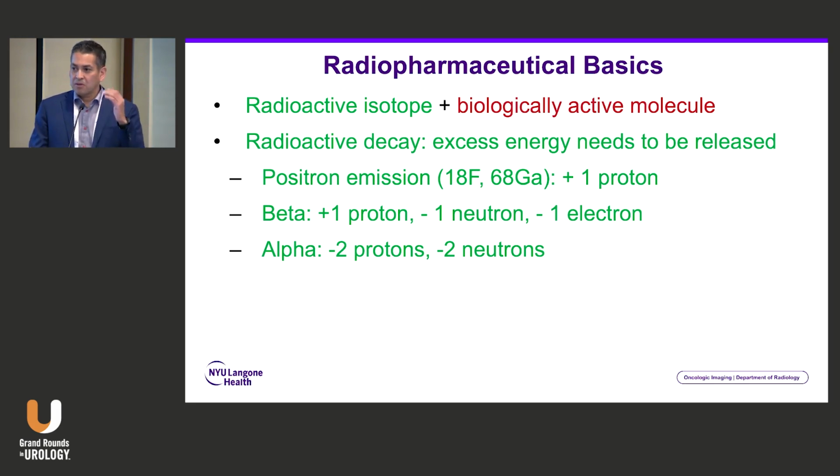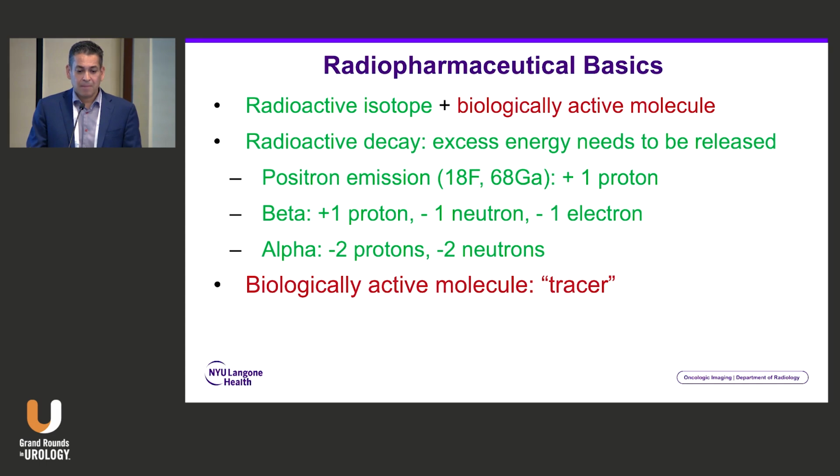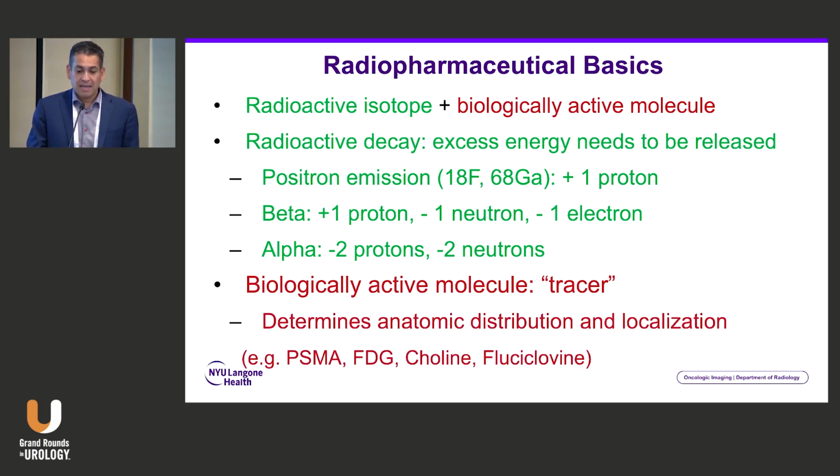Anything that we're contemplating or thinking about in the therapeutic component is always going to be related to the high energy compounds that we're talking about here. The biologically active molecule, why is it there? You would think, why don't we just inject the isotope? Well, that's what's traditionally been called the tracer, right? Because it's kind of what the compound or the injection is going to chase. It will determine the anatomic distribution.